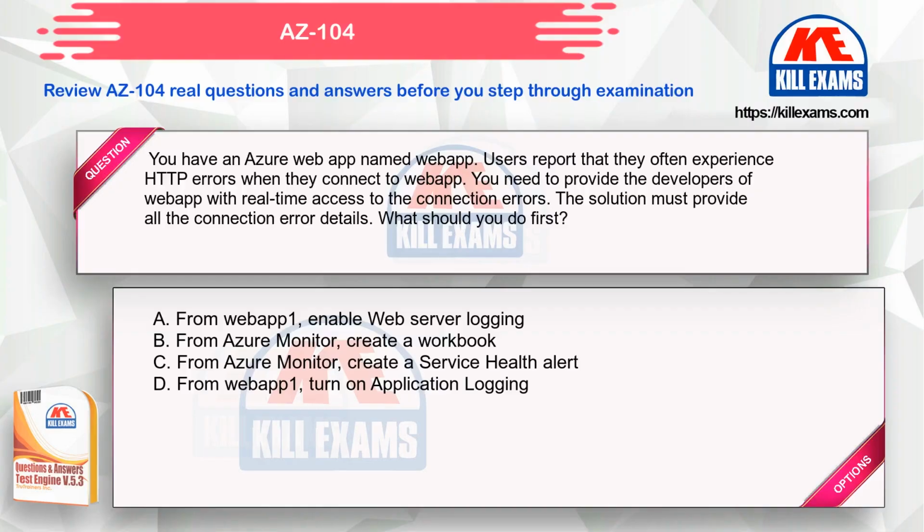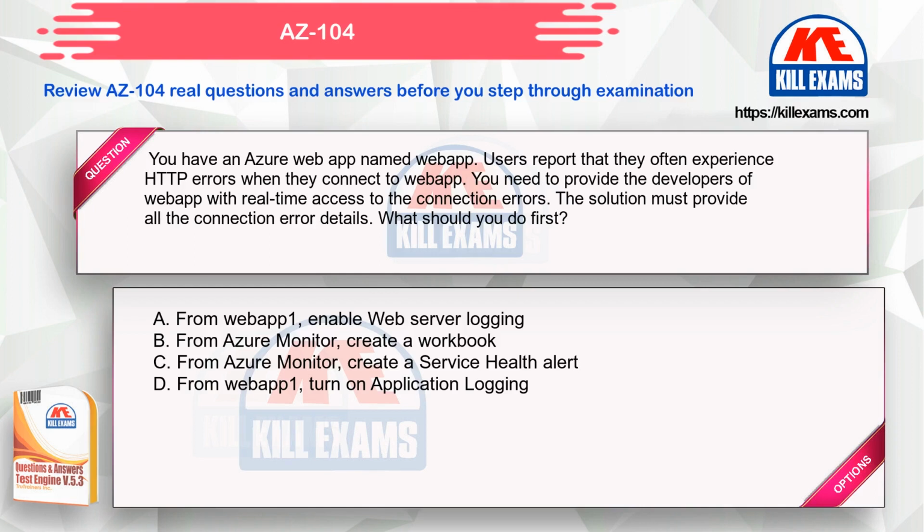You have an Azure web app named Web App. Users report that they often experience HTTP errors when they connect to Web App. You need to provide the developers of Web App with real-time access to the connection errors. The solution must provide all the connection error details. What should you do first?